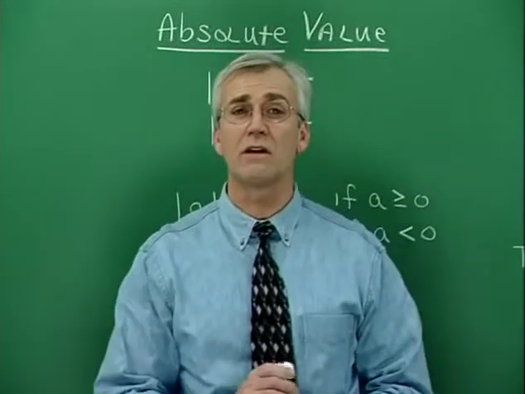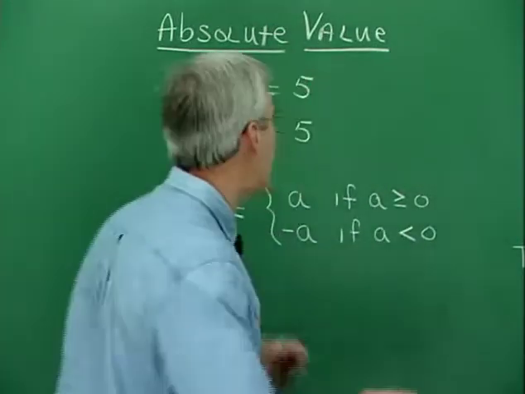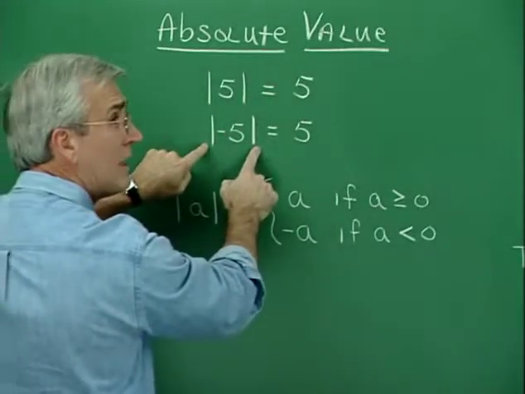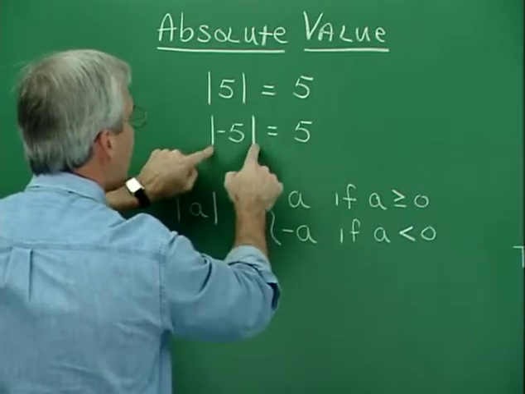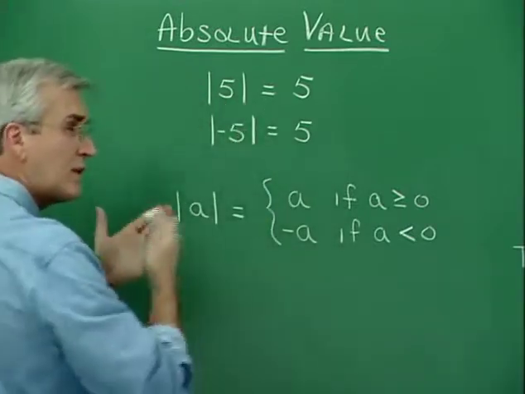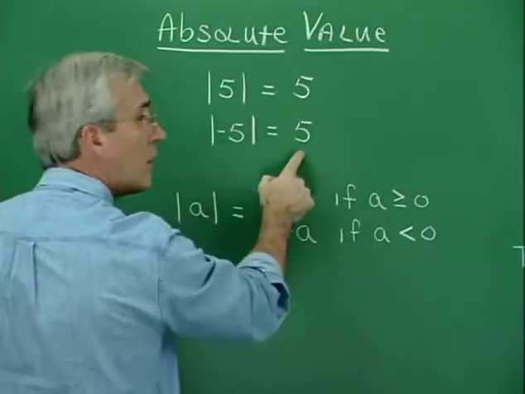Absolute value can be thought of as distance from 0 on the number line. If we want to find the absolute value of 5 or the absolute value of -5, and notice the notation requesting absolute value, in either of these cases we're just asking ourselves, what's the distance from 0 to these points on the number line? The distance is 5 for both of them.